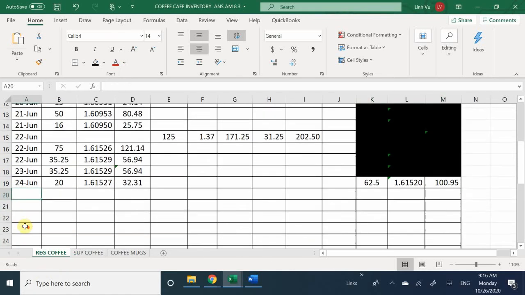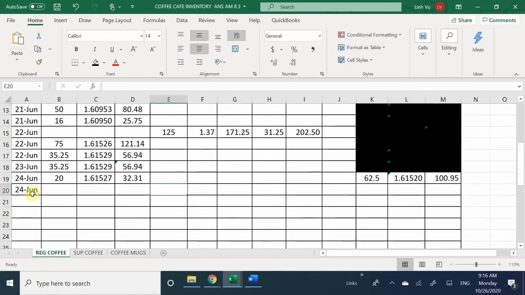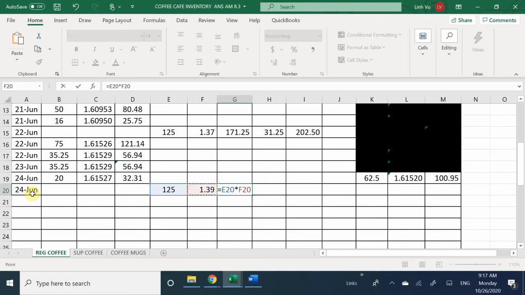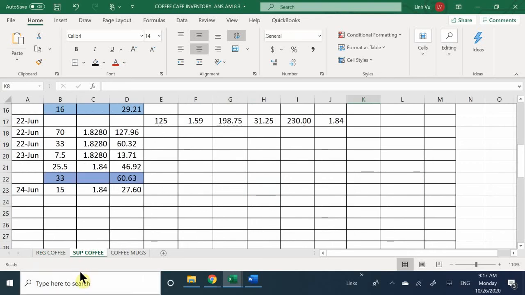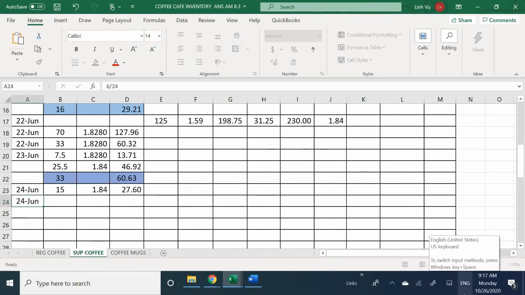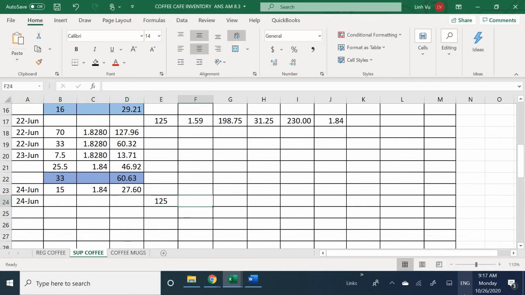All right, so what happened here on the 24th? We purchased another 125, at 139 per pound, and it's 173.75. And here I added the freight also. We do that later. Yes, it's going to be the next part, so we can leave that for now. And the other one, Supreme Coffee, 624, 125. Perfect. It's okay. Good.